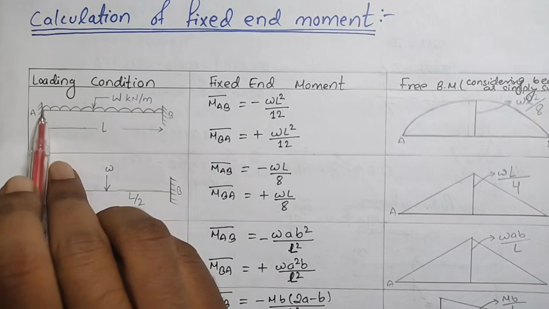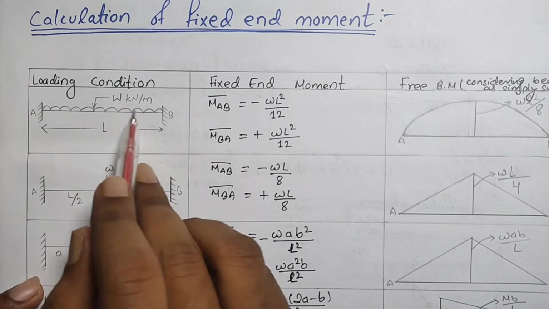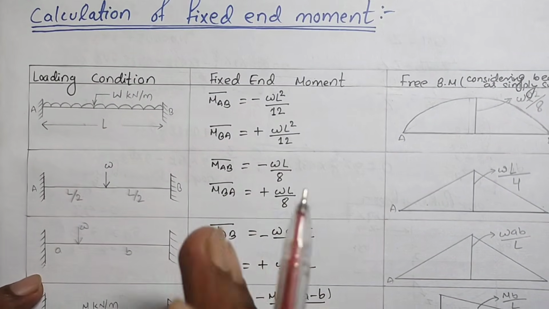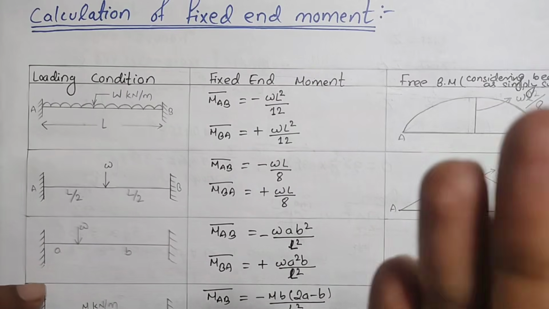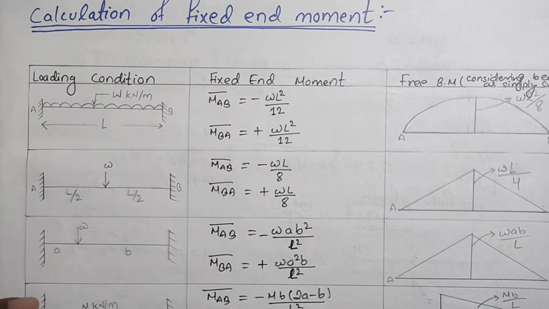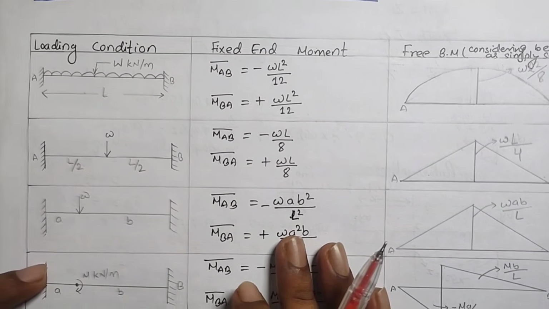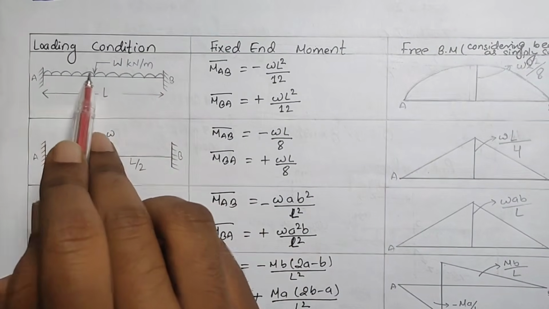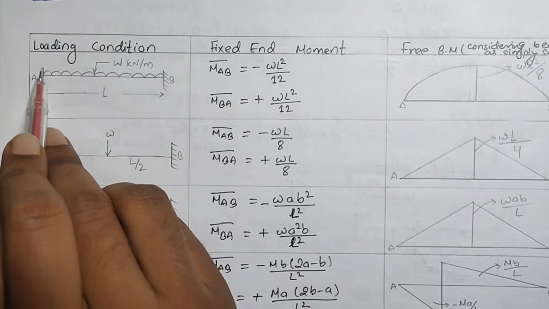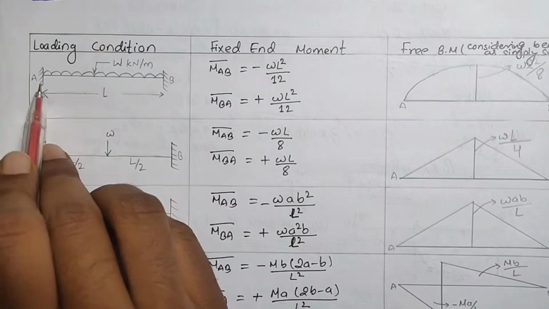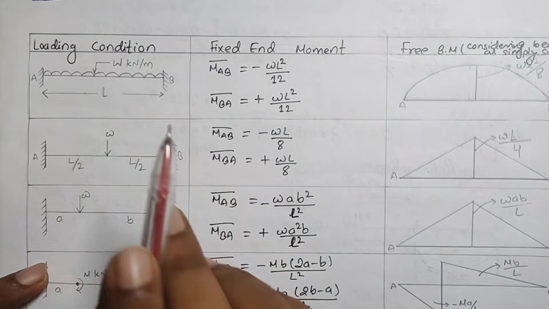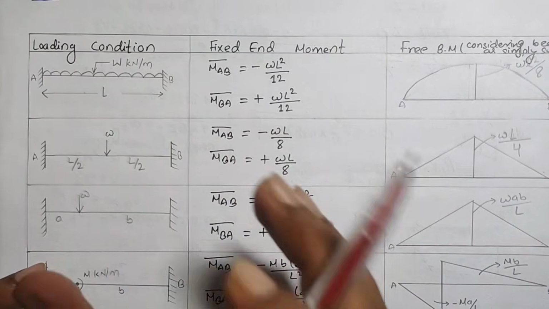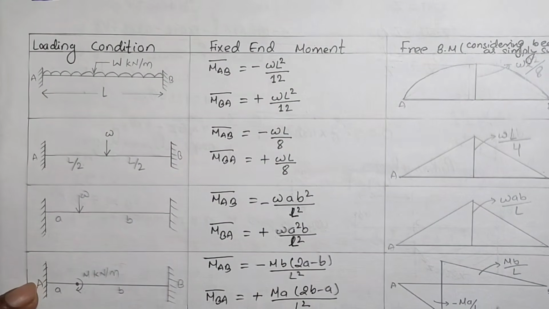The first one is when our span is carrying a UDL. I have discussed this formula in my other videos related to the slope deflection method or the moment distribution method. You can check them out in the I section or in the description also. Here are the formulas when our span is loaded with UDL. I have shown this for the fixed support, but this formula is valid for a hinge support also, so do not get confused and use this formula for finding the fixed end moment.